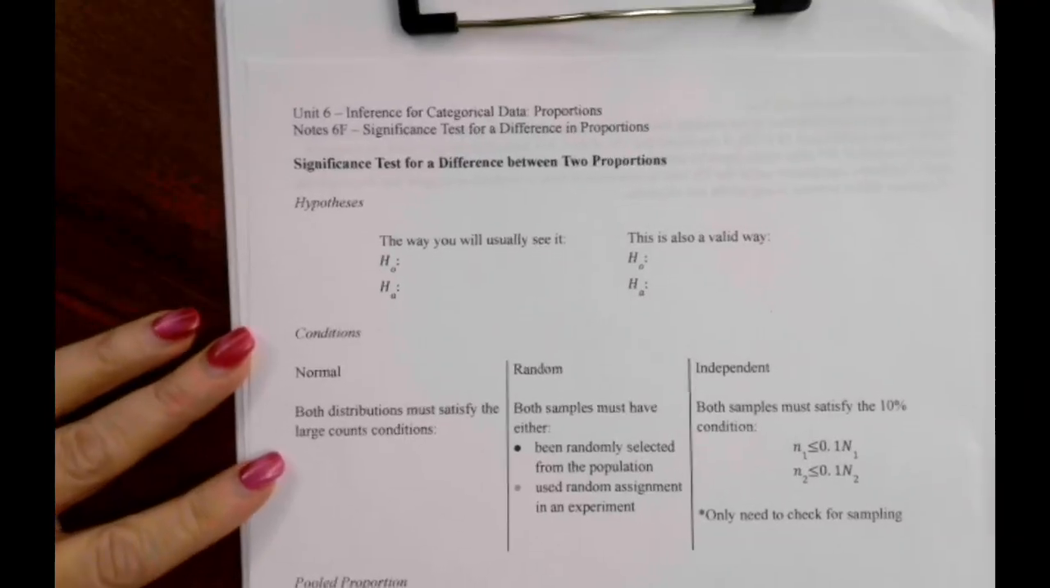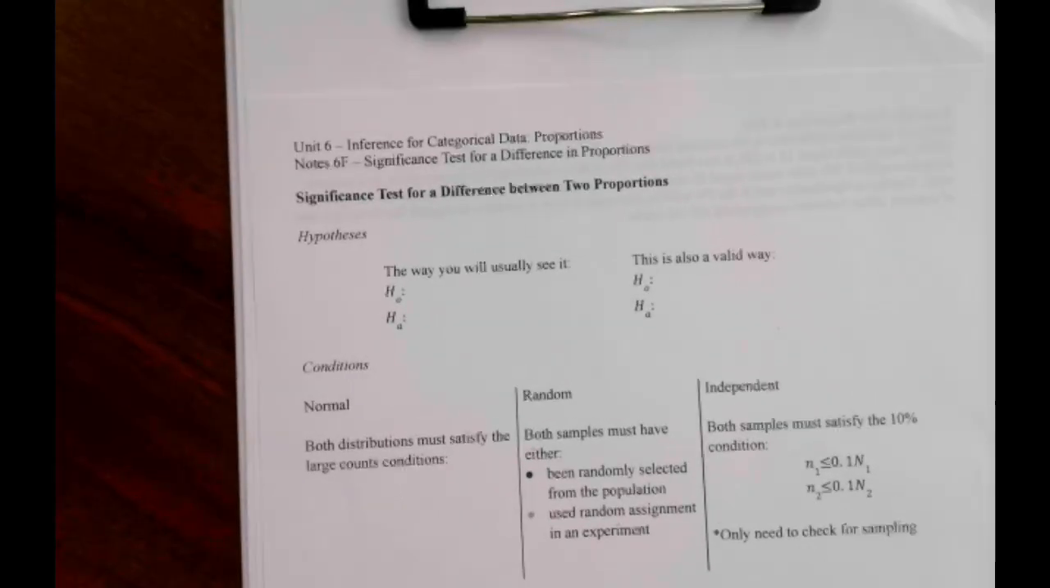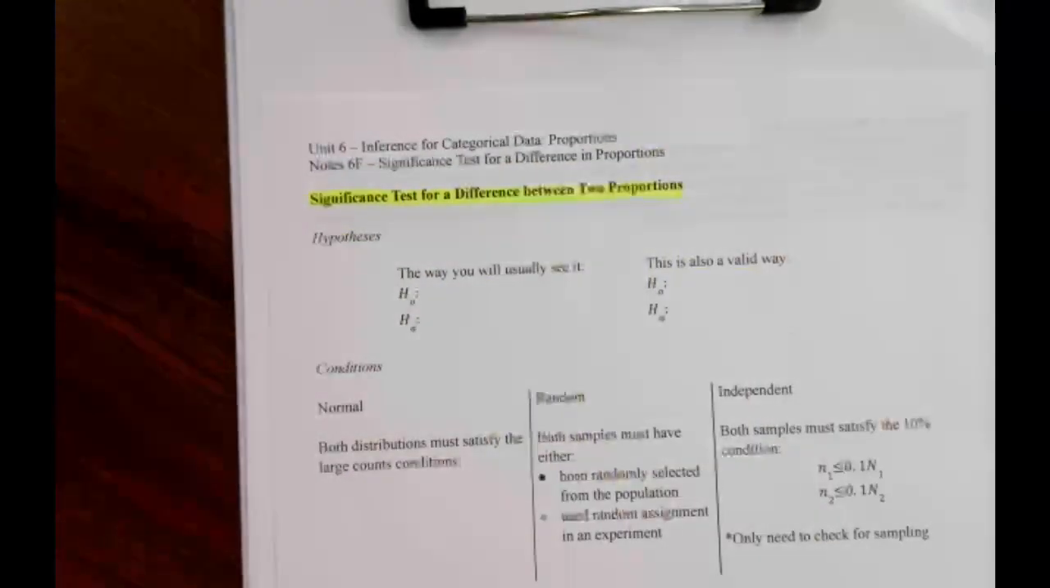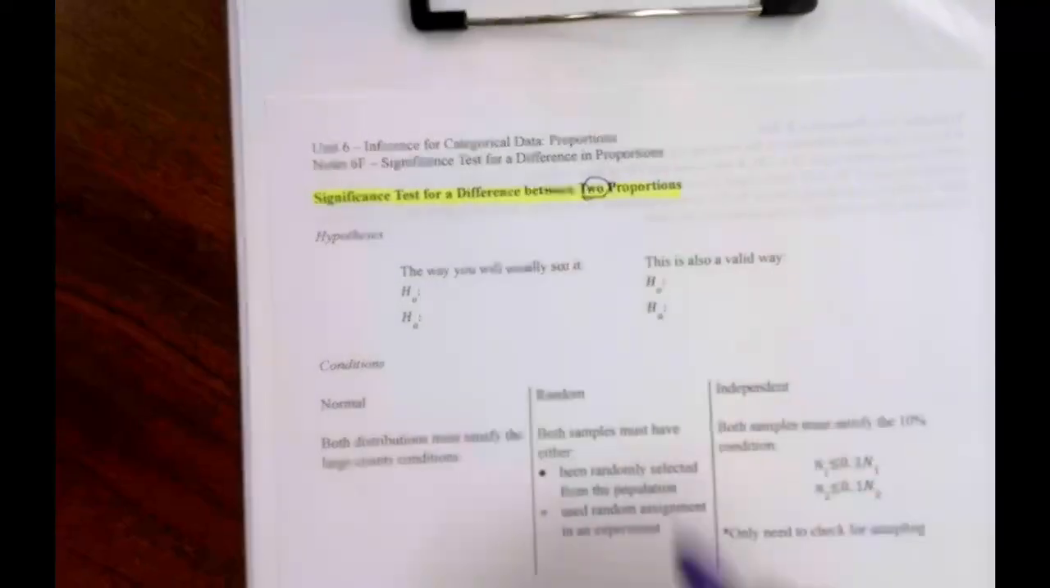Okay, last set of notes for Unit 6. So what we're going to do is jump straight into significance tests. We've done significance tests for one proportion, and now we're going to do this for two proportions.